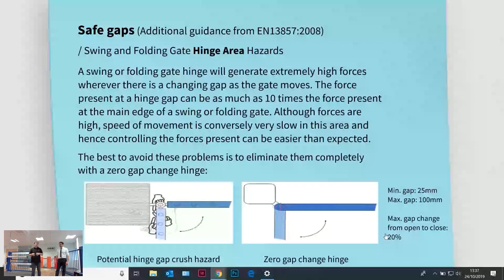Okay. So minimum gap 25 mil, max gap 100 mil, and as long as it doesn't change by more than 20%. So the reducing gap is less than 20% when it's opening. Exactly, we're fine. It's not considered a crushing risk anymore. Understood. And obviously, if you take all this information together, then we're going to be going into the process of doing it.